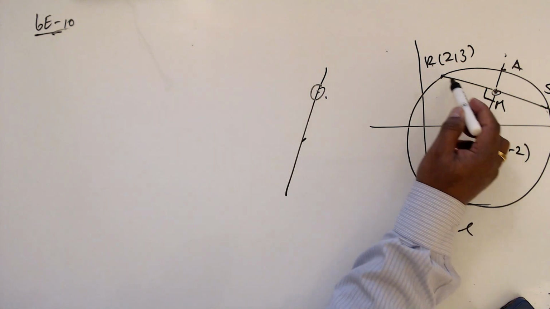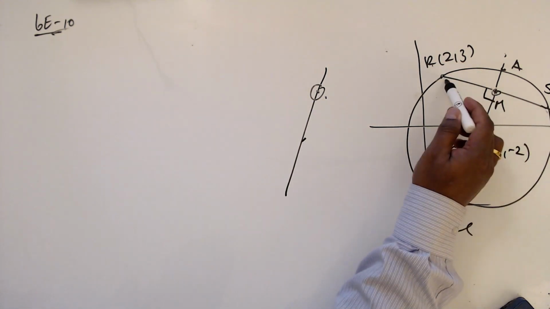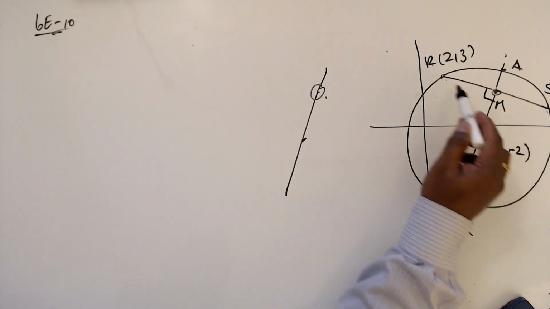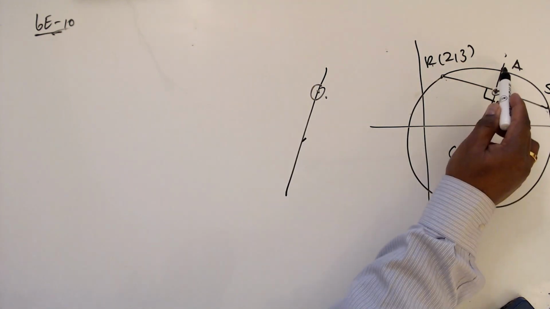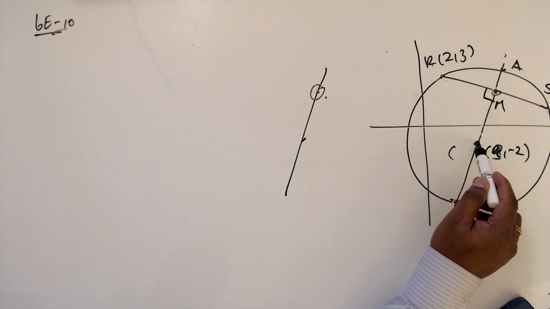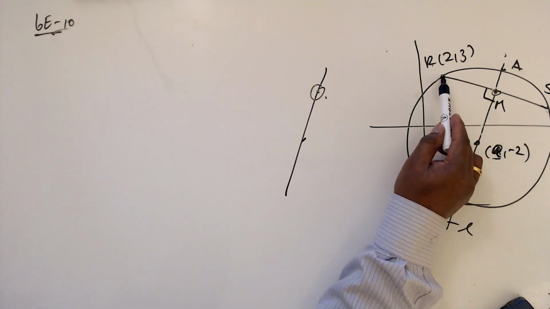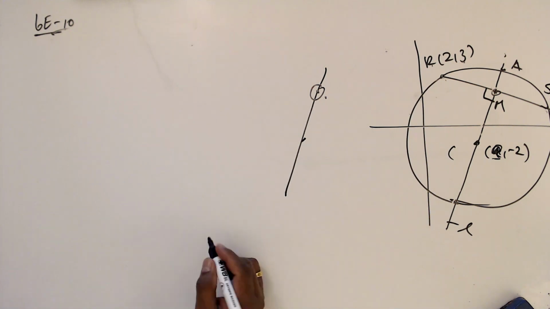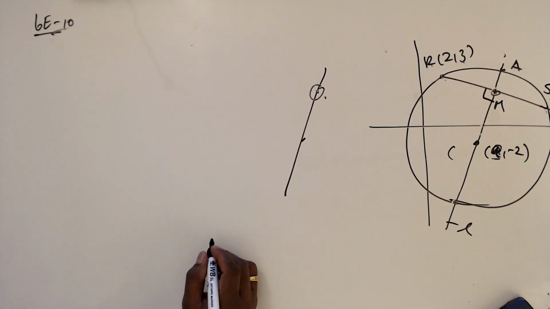This is a chord, and this line is perpendicular to it. If I know the gradient of the chord, I can find the perpendicular gradient. Can I find this gradient? Yes, I know the 2 points. Yes, it works. Then we can find it.